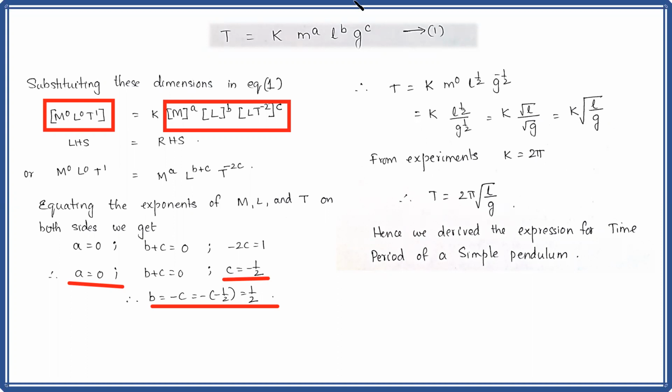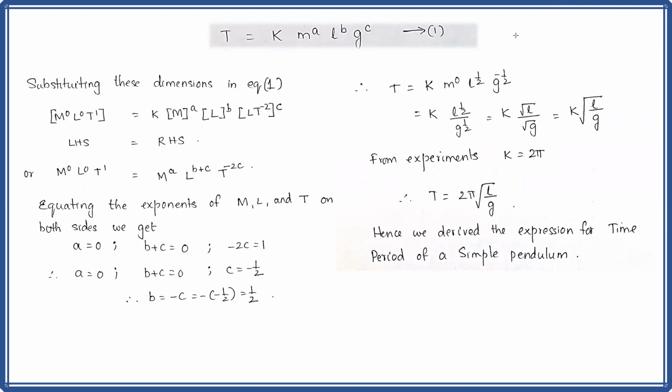So finally, the derivation is over. We got the derivation t is equal to 2 pi under root L by g. Hence, we have derived the expression for the time period of a simple pendulum. So now let's go for another example and see.